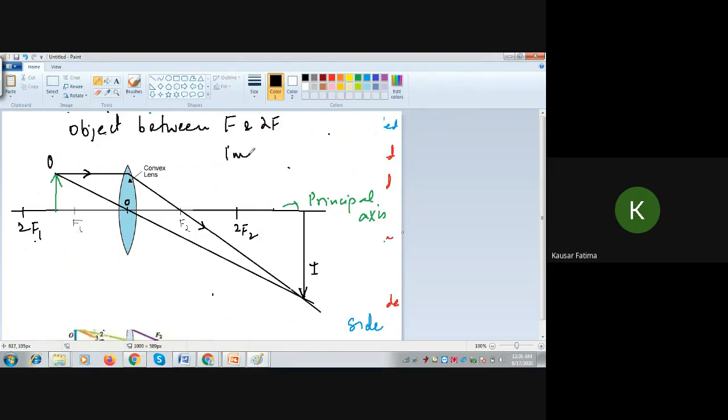Image forms beyond 2f, real, inverted, and magnified.